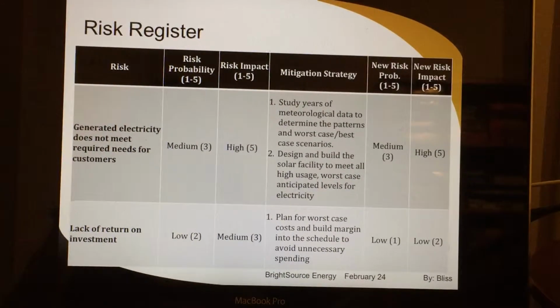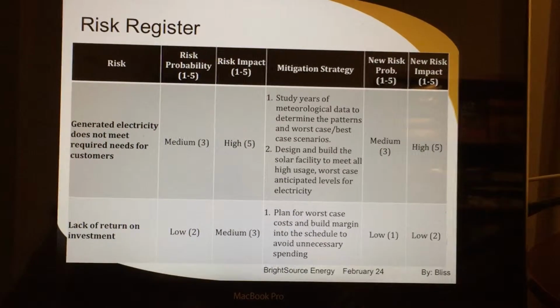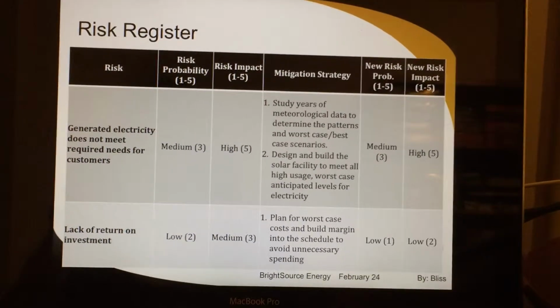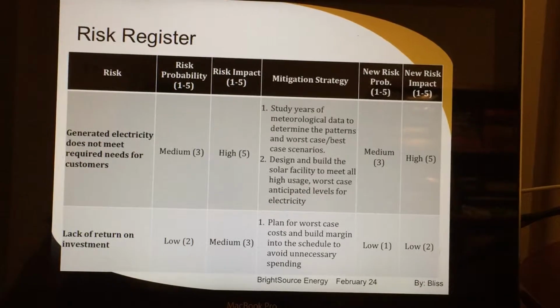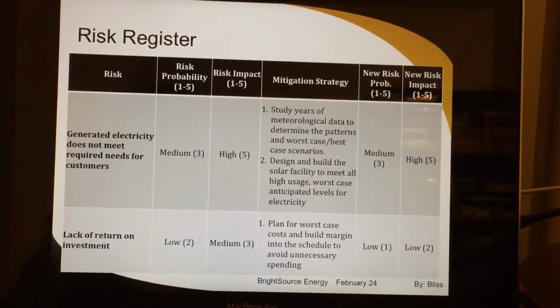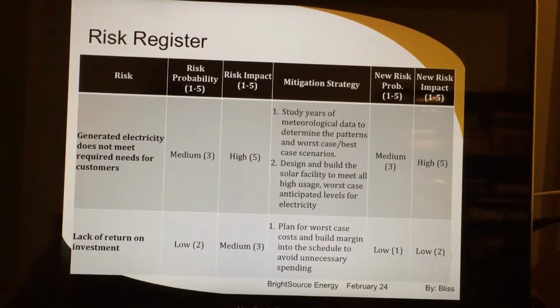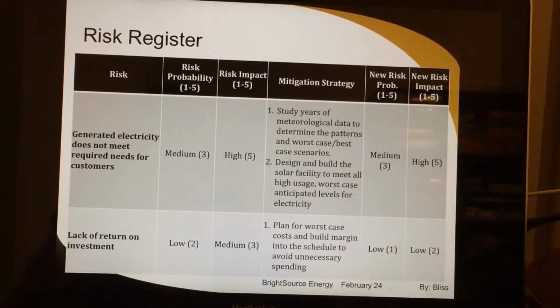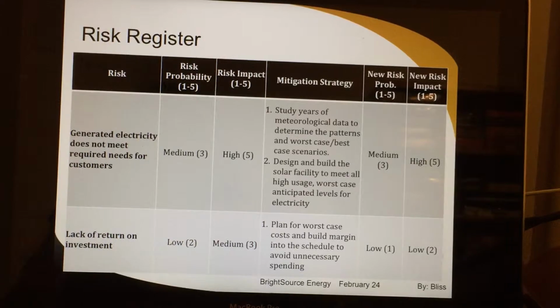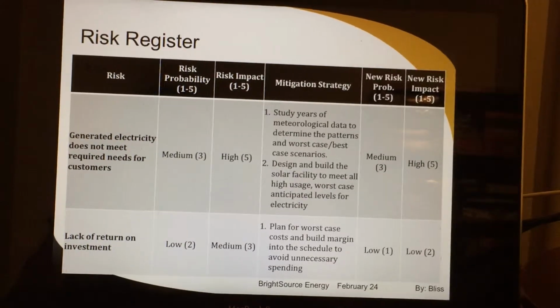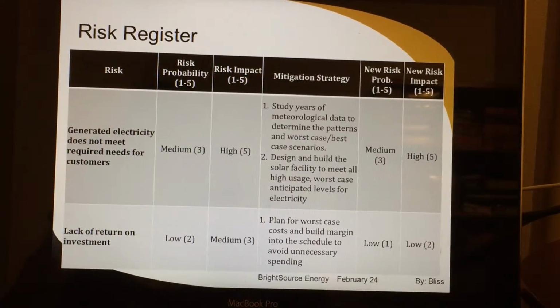However, if you look at the second risk listed within this risk register, there are mitigation strategies you can put in place to receive a return on your investment. For example, standard project management practices like margin in your schedule can aid in making sure you don't overrun costs with overtime for having to make up time for uncalculated delays.